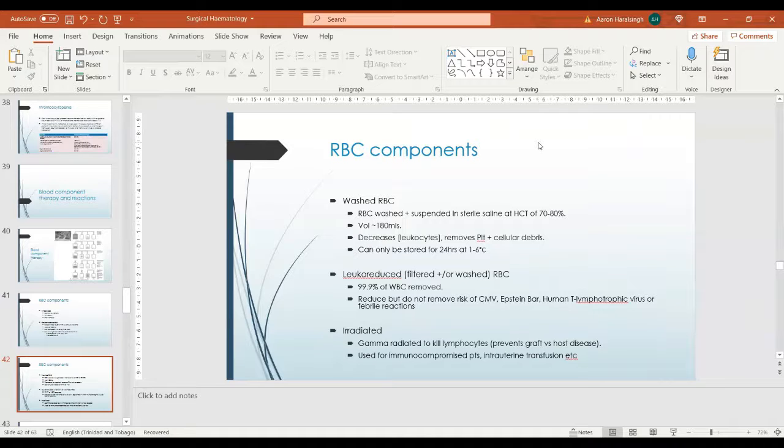And there's washed RBCs, and this is where the red cells are washed and suspended in sterile saline. There's a slightly lower volume of about 180 mils, and what it does is that it helps to remove some of the leukocytes and remove some platelets and cellular debris, but it can only be stored for a maximum of 24 hours at about 1 to 6 degrees Celsius.